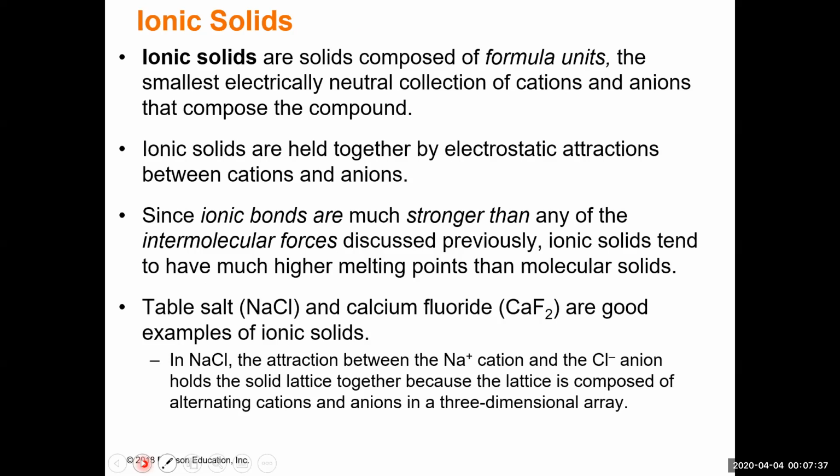Ionic solids are solids that are composed of formula units, the smallest electrically neutral collection of cations and anions that compose the compound. These ionic solids are held together by electrostatic attractions between the cations and the anions of the ionic compounds. Since these ionic bonds are much stronger than any of the intermolecular forces that we discussed previously, so the hydrogen bonding, dipole-dipole, or dispersion, these ionic solids tend to have much higher melting points than the molecular solids.